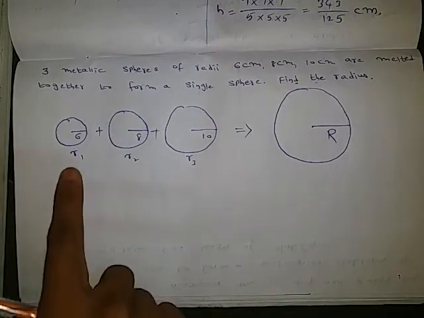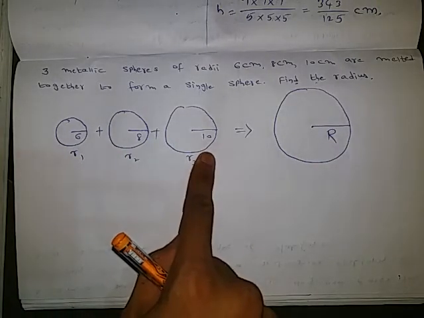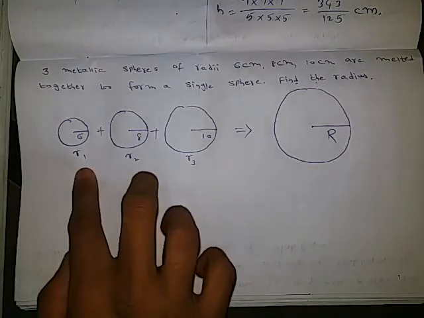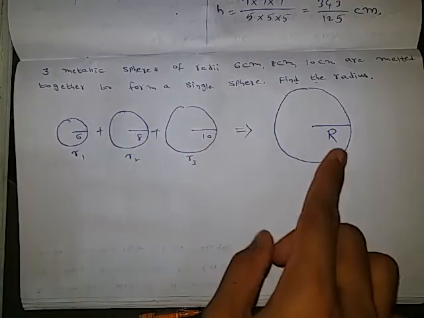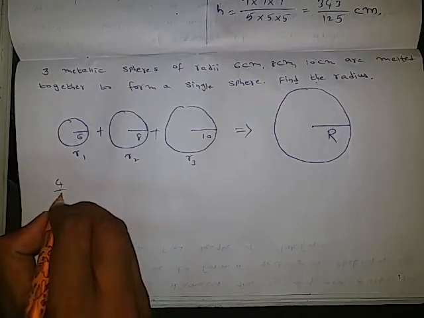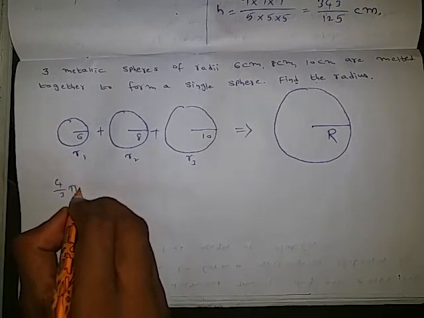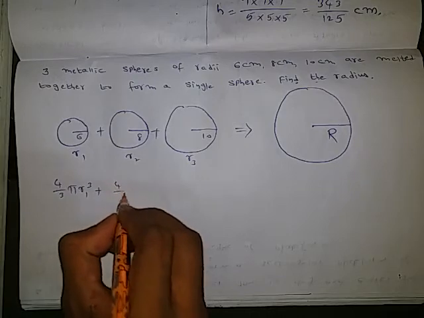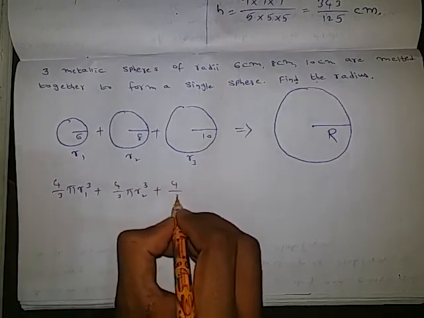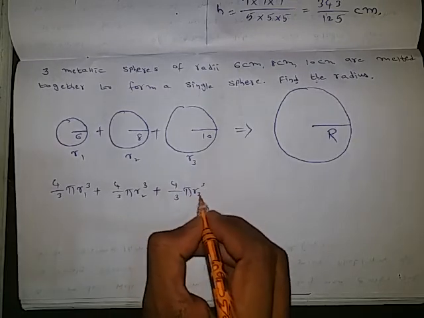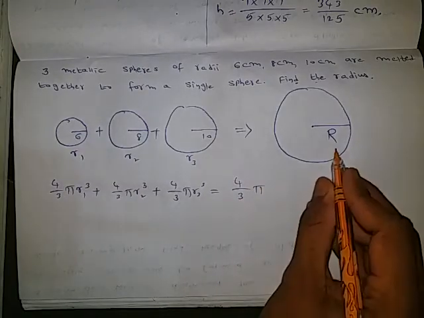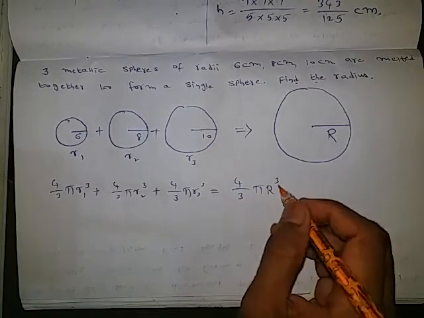So now these three spheres are melted and formed into a bigger sphere. It means the volume of these three spheres is equal to the volume of this bigger sphere. So let us find that out. 4/3 π r1³ for the first sphere, plus 4/3 π r2³ for the second sphere, plus 4/3 π r3³, which is equal to the volume of the bigger sphere, 4/3 π, radius is capital R, so capital R³.